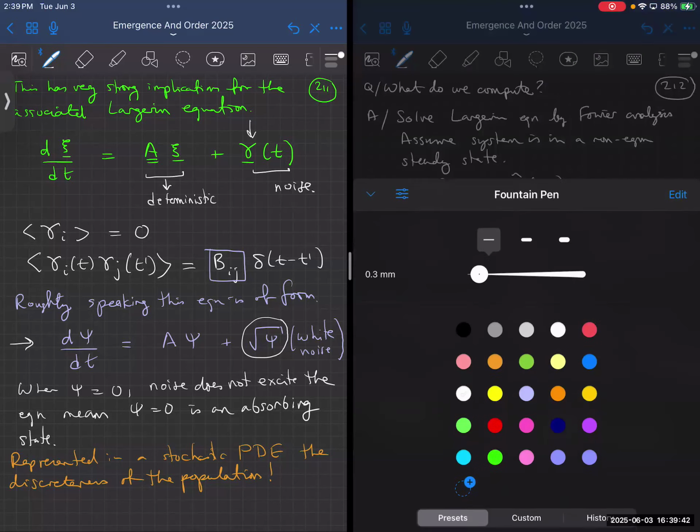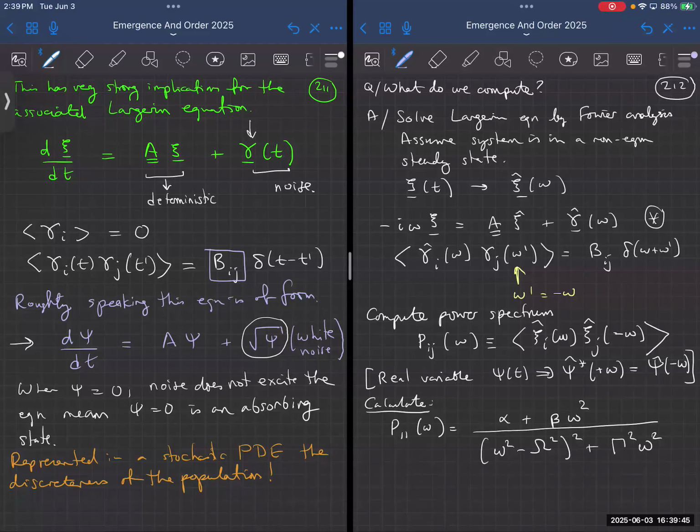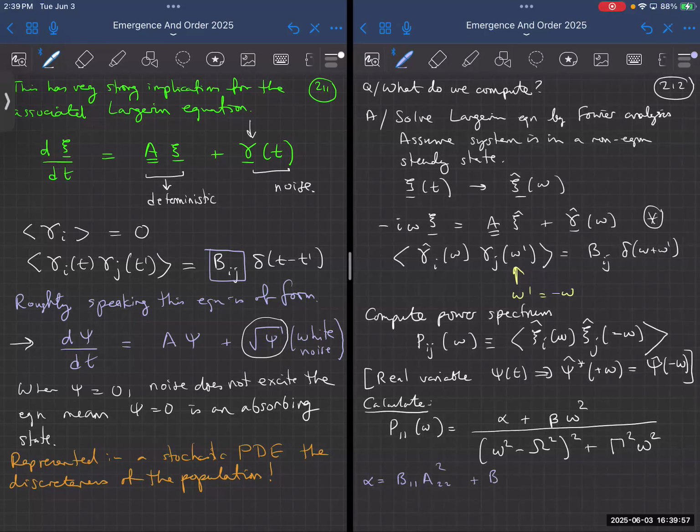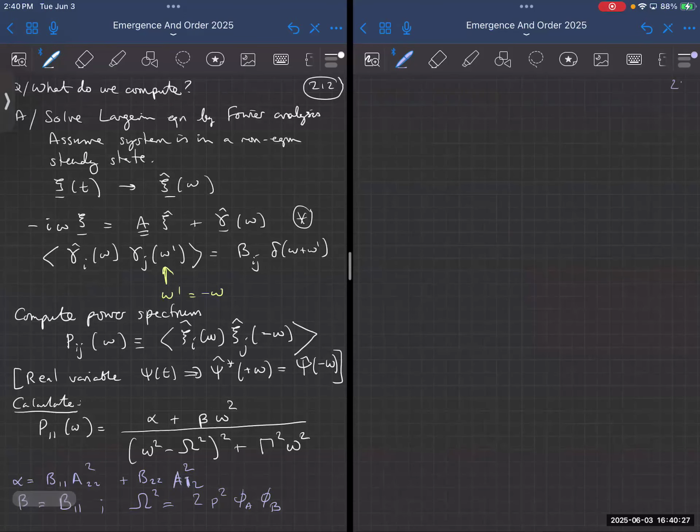And now I need to tell you what these coefficients are. Alpha is equal to B11 times A22 squared plus B22 A12 squared. Beta is equal to B11. This number, big Omega squared, which is obviously going to be a frequency, is 2 p squared phi_A phi_B, and gamma is equal to minus A11 minus A22.